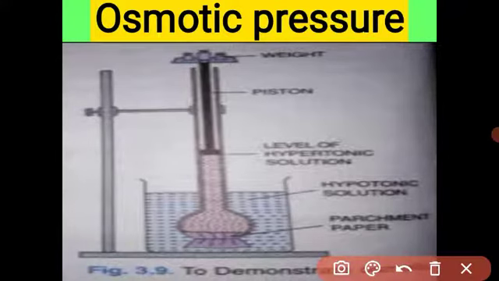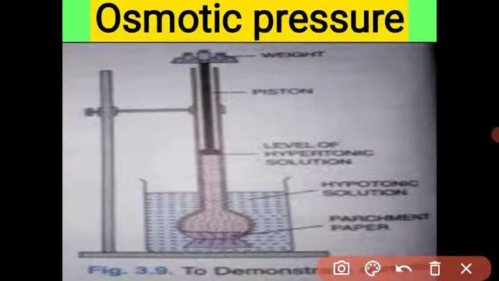This is the thistle funnel. It is put inverted, and it holds the hypertonic solution. Hypertonic solution means sugar solution. In the beaker is the hypotonic solution, which means water. Got it? But what happened in that experiment? We put the piston and we put the weight over the piston.